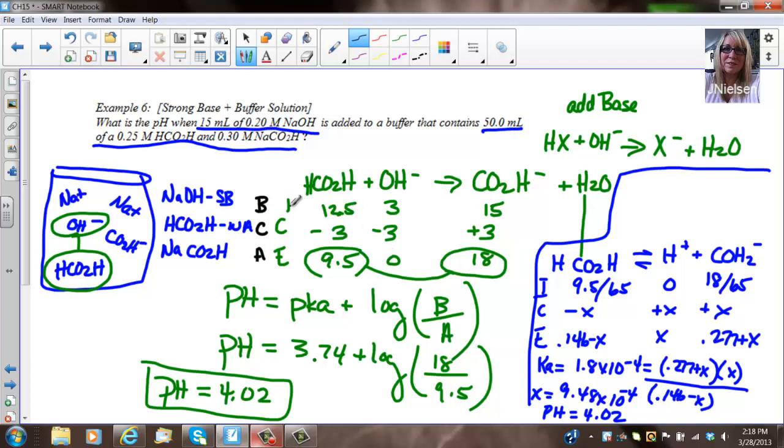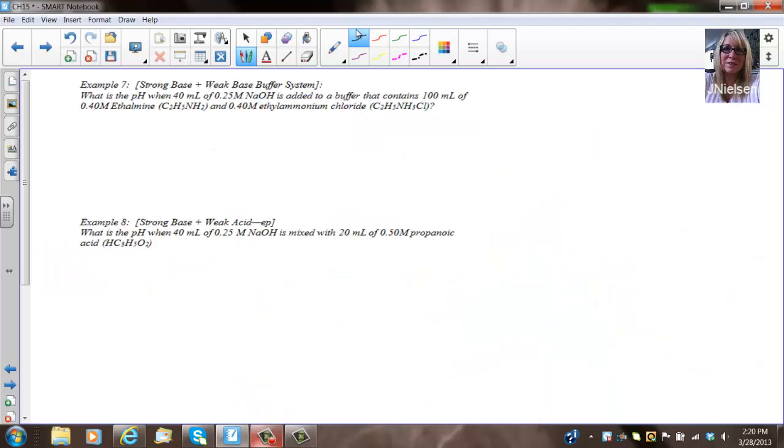I called it a BAC table before, and it's not. It's a BCA table. Maybe you don't want to label your table. But technically, if you're using an ice table, it has to be in molarities. If you're using a before, change, after table, then you can have it in millimoles, which is kind of what we're doing here. Okay. Moving on to example 7, a strong base and a weak buffer solution system.